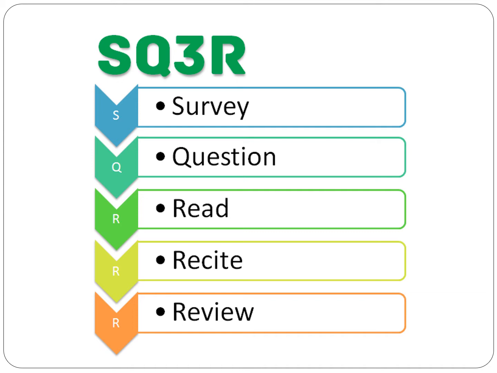There is a method of reading called SQ3R: survey, question, read, recite, and review. SQ3R is a 5-step technique to reading that can help you construct meaning. It uses elements of questioning, predicting, setting a purpose for reading, and monitoring for confusion.